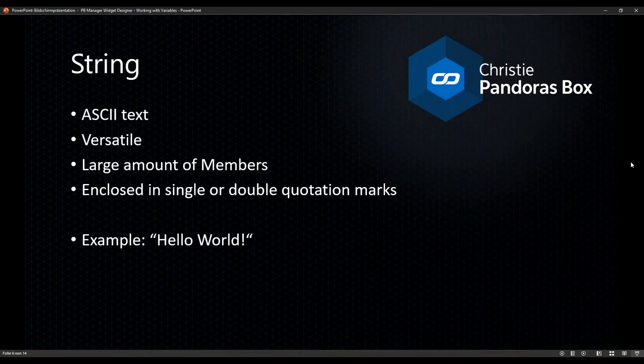Okay, so let's start with the string variable. A string can be used to receive and display nearly every kind of data type. It's ASCII text, so that means it can be letters, numbers, and any kind of characters. The string variable also has a large number of members, so the text can be formatted and analyzed. I'll show you that later in the Widget Designer.